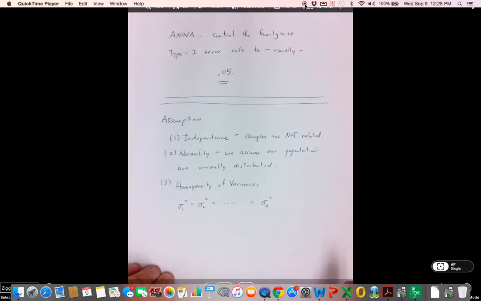Now, let me give you an illustration of what happens here in ANOVA. It's kind of cool, actually.